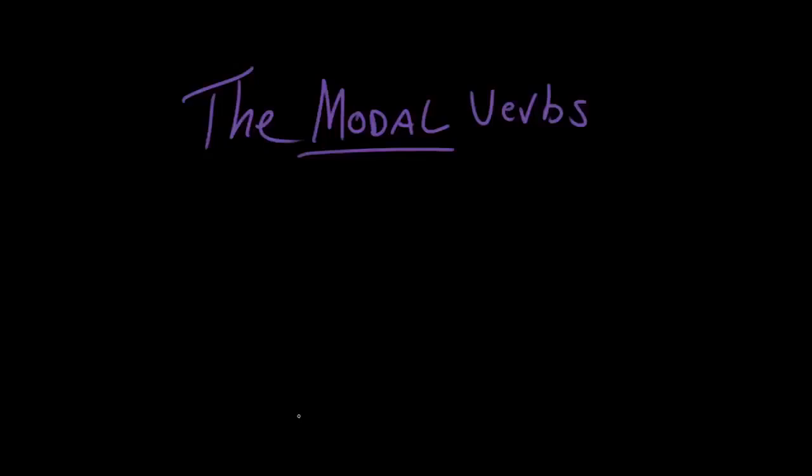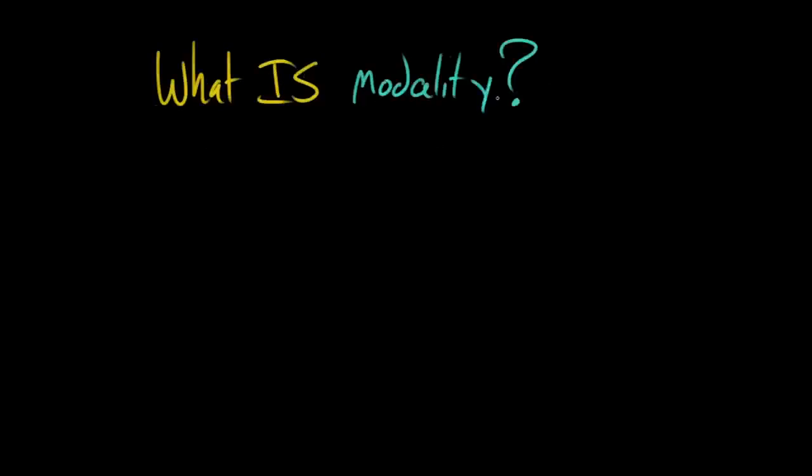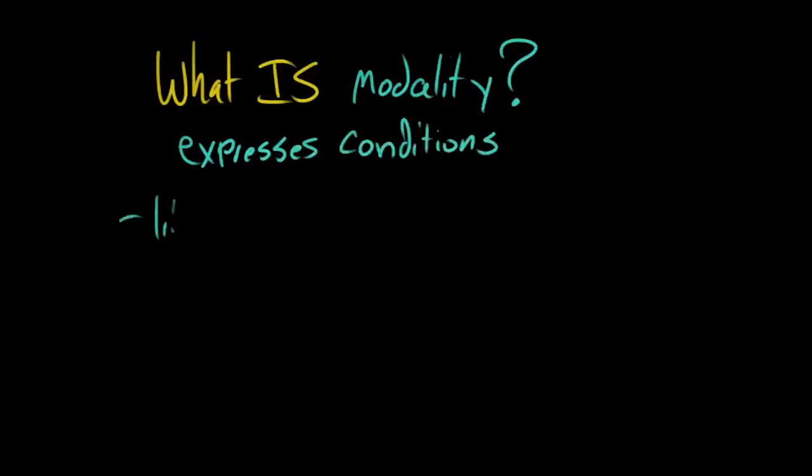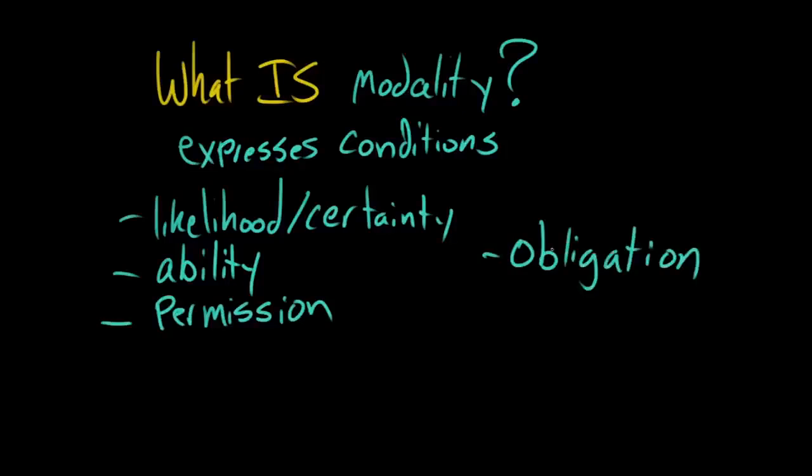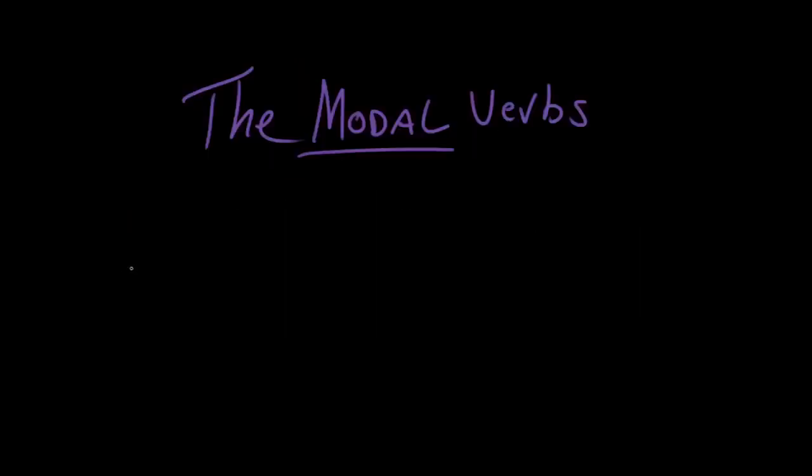But what is modality? My fellow grammarian, I am so glad you asked. Modality is when we use these verbs to express conditions on stuff. So we can use these verbs to determine if something is likely to happen or certain to have happened, whether or not something is possible or whether or not we have the ability to do something, whether or not we have the permission to do something, and whether or not we have the obligation or requirement or need to do something. You already know all of these verbs, I promise you. You just didn't know this name for them.